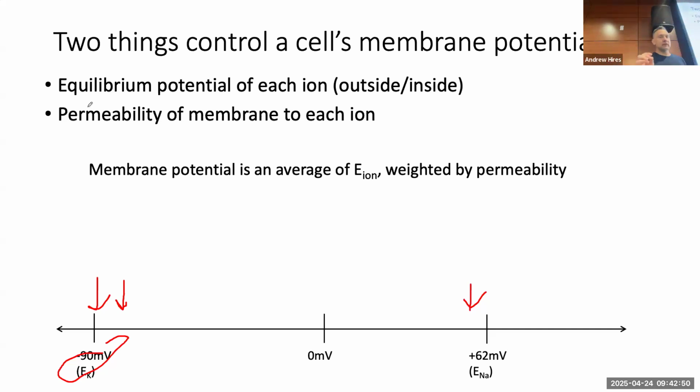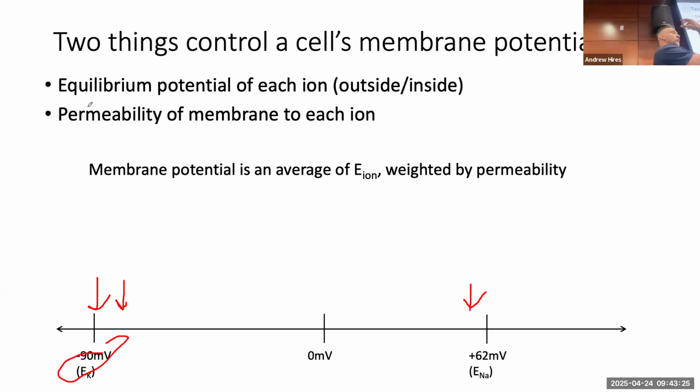At rest, most of the channels that are open in a membrane are potassium channels. Not all of them, but most of them, maybe 90%, 80% of them are potassium channels. And for the rest, maybe there's a little bit of chloride channels, maybe there's some sodium channels that are open. So the actual membrane potential of a neuron is going to be a blend, a weighted average of each one of these equilibrium potentials, weighted by the relative permeability of that ion.